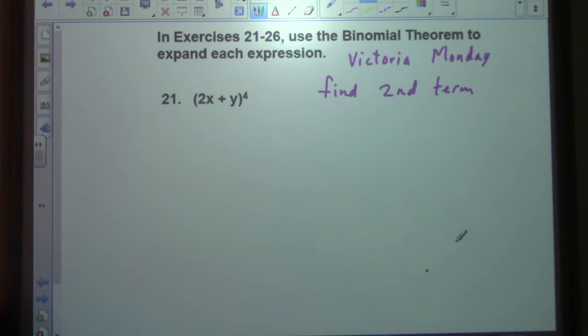I do not understand 21 and 22. Really? Yeah. I understand now.